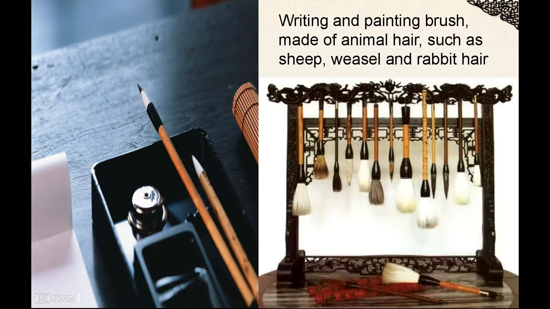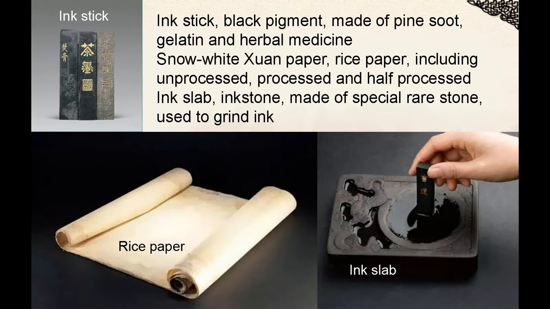The writing and painting brush is rather unique. It is made of animal hair, such as sheep, weasel, and rabbit hair. It feels soft, supple, elastic, and ductile. Ink stick is the black pigment made of pine soot, gelatin, and herbal medicine. In the ancient time, it was used to grind ink.